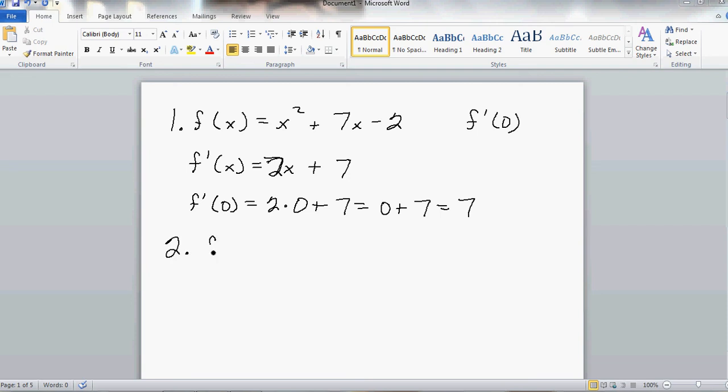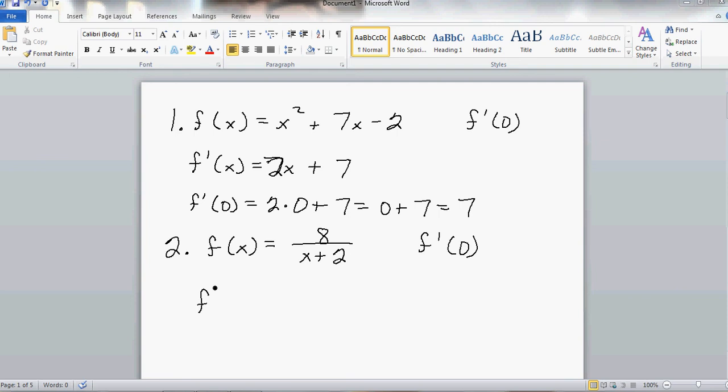Now number 2, we have f of x equals 8 over x plus 2. And we want to find what is f prime of 0. Now here's where we're going to have to use the formula. And this formula is the directions for number 4. So I'm not going to rewrite it because you do have those in your notes. But that's where I'm getting this information from.